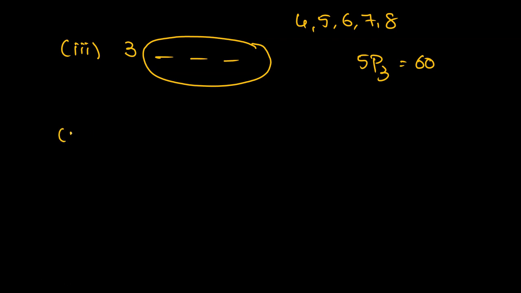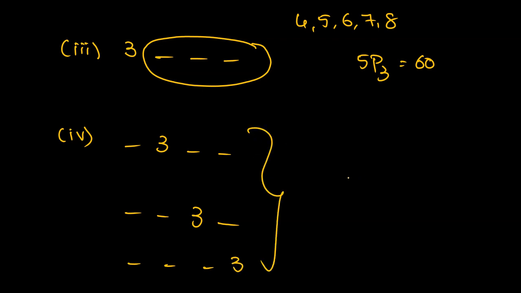The next one is 3 must come, but not as first digit, meaning it can occupy hundreds place, tens place, or units place. So 3 into 5p3. What is this 3 meaning? Why 3 into 5p3?